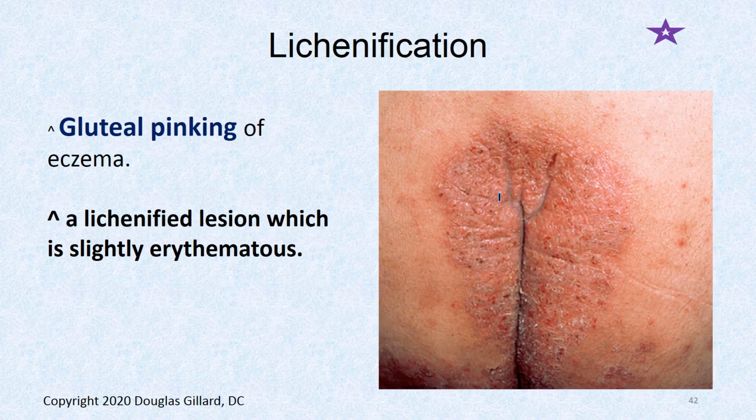All right, here's an example. One of the most common places for eczema or psoriasis to actually pop up. Here's an eczematous lesion right here, right in the gluteal clefts. And we're going to see that because when we're treating the low back, you kind of pull the pants down just so you can see right about this region. So you might see it kind of peeking at you. So psoriasis can present right there. This presentation has a name. This is called gluteal pinking.